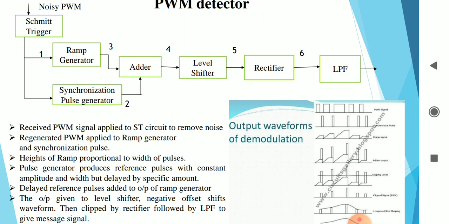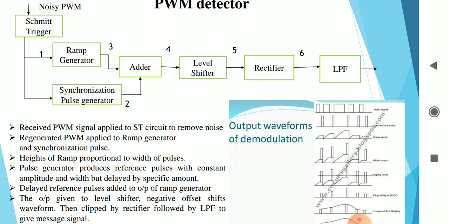and depending upon the width of this PWM waveform, this ramp generator is going to produce corresponding ramp signals of so and so height. If the width is more, ramp will be high, ramp will be more. If the width is less, ramp will be less, which can be seen in the third waveform of the output demodulated waves. So here in the output demodulated waves, first is my PWM waveform, which is given to both the ramp signal and synchronous pulse generators.